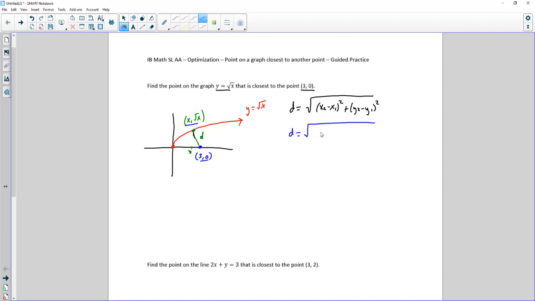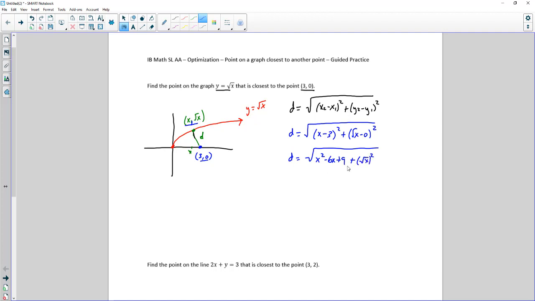So this will be x minus the other x, which is 3, and then this will be my y minus the other y, which is 0. So this will be root x minus 0, and then we'll square that. From here we're just going to FOIL this. This is x minus 3 times itself, so this is going to be x squared minus 6x plus 9, and then root x squared.